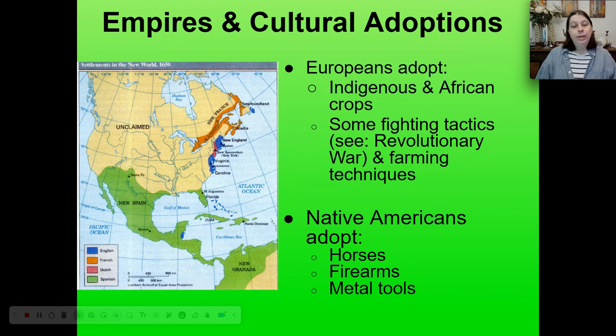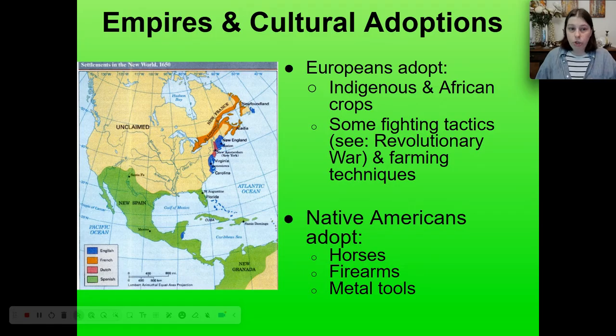Going the other direction, examples of responses or adoptions that native societies have from European culture. A really big one is obviously horses, which are brand new to North America. The Spanish bring them. Lots of the horses escape and then make their way up to the Great Plains even before actual Europeans get there, right? The horses get there. So they become very significant to the tribes of the Great Plains.